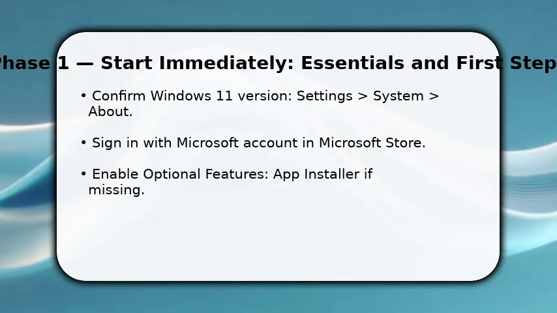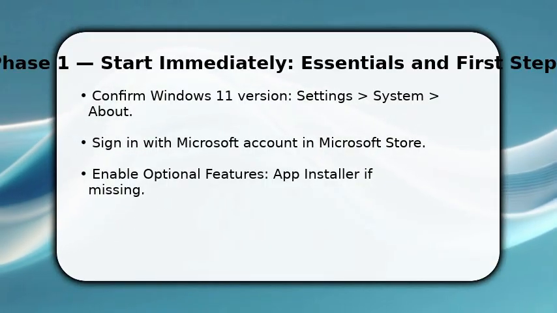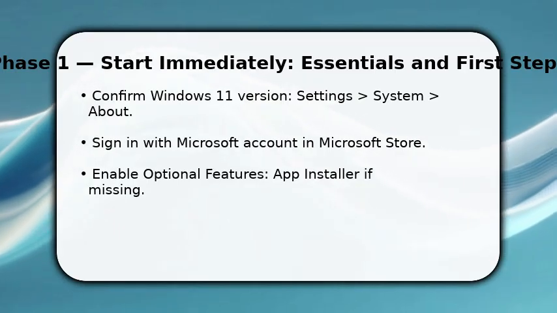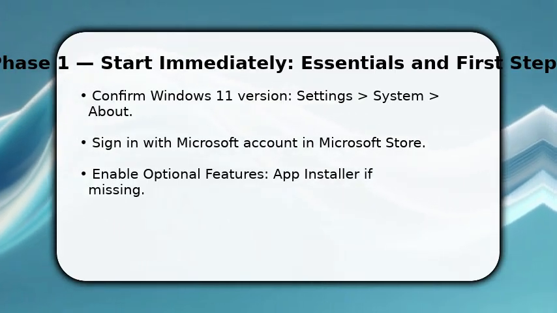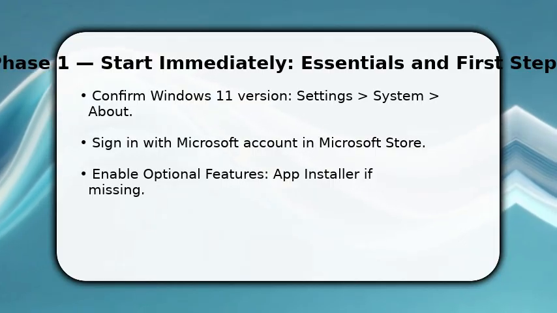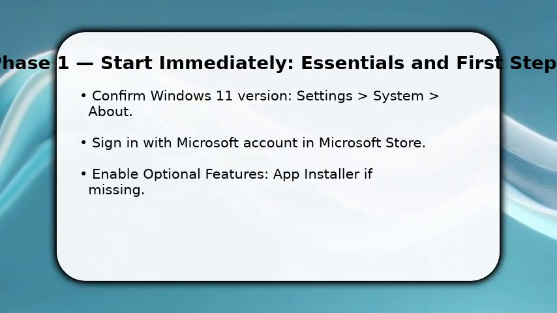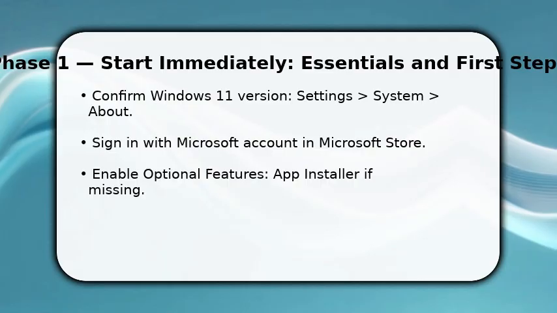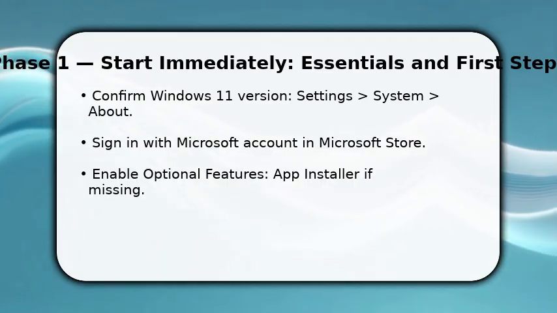You start by making sure Windows 11 is ready. Check your version and sign into the Microsoft account in the store so installations are seamless. Once done, enable the App Installer optional feature if it isn't present because the YouTube Progressive Web App may need it. This prevents sideloading blockers.